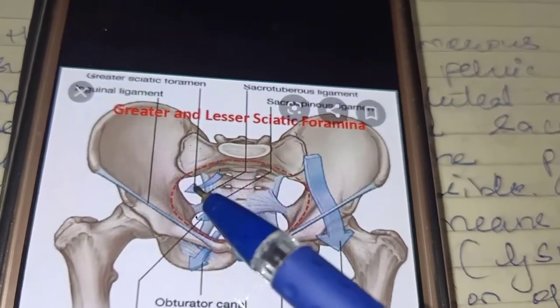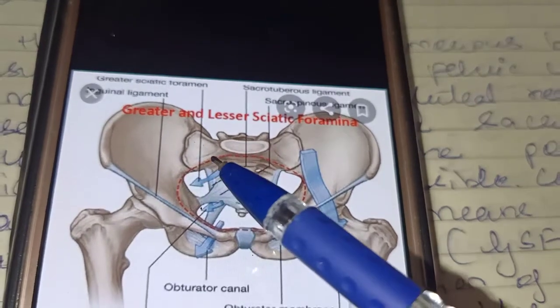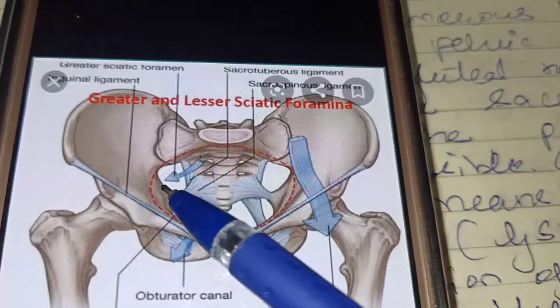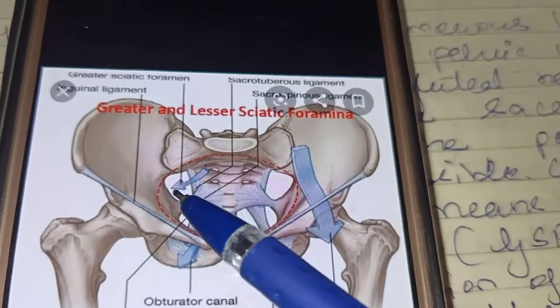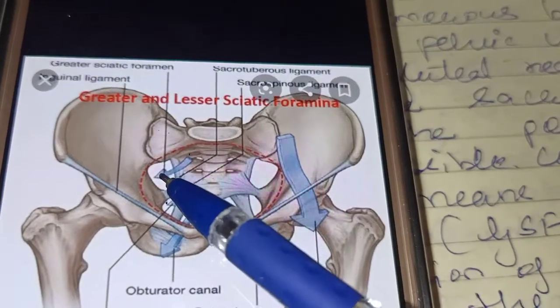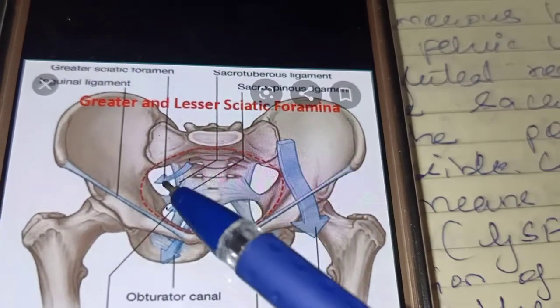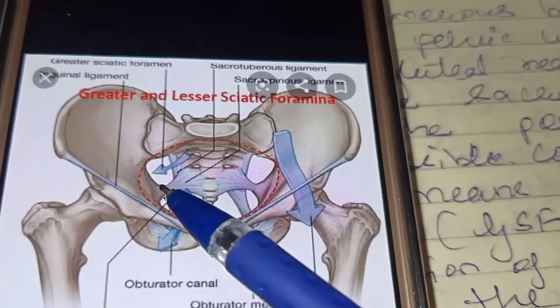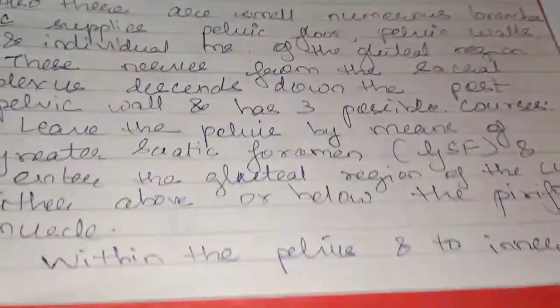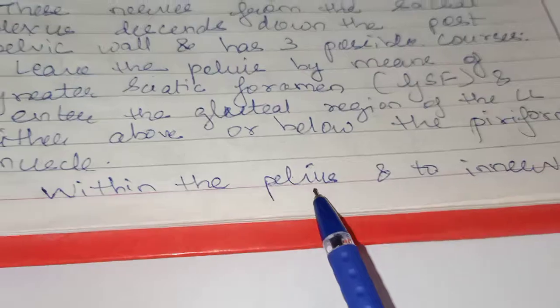So one course of the nerve is they will leave the pelvis by going through the greater sciatic foramina and enter the gluteal region posteriorly, above the piriformis or below the piriformis muscle. So this is the first course. Now I'll go to the next course.